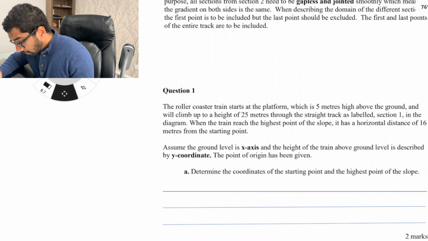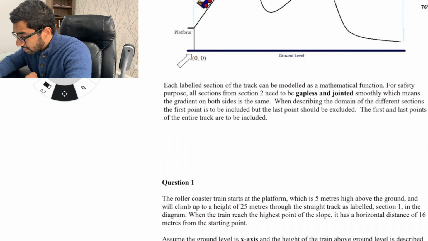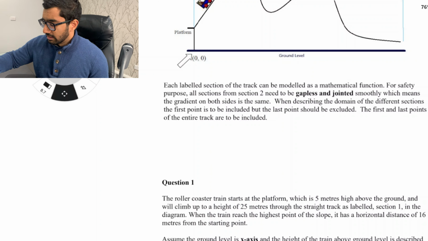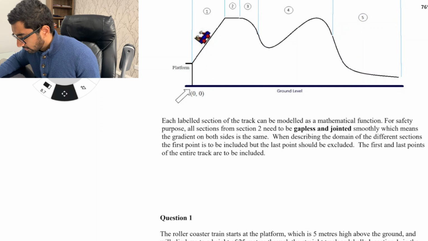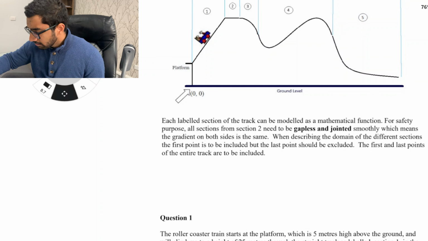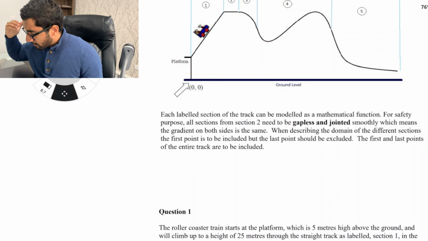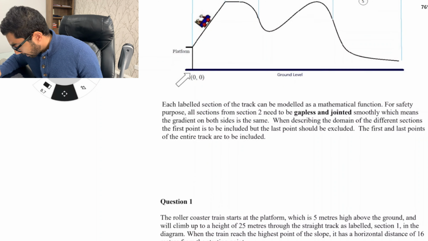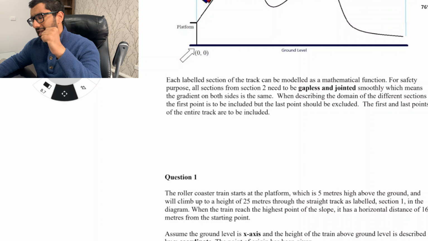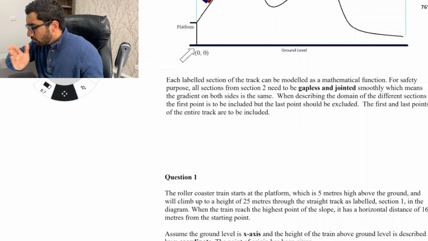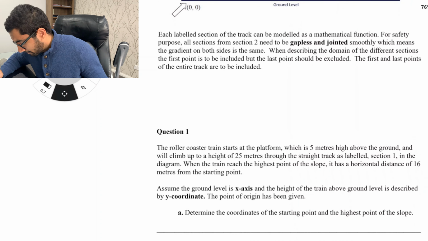Okay? So, question 1. The roller coaster starts at the platform, which is 5 meters above the ground. So that's where we're starting in this case, at the platform. And it will climb up to a height of 25 meters, so the highest point of section 1. I don't want to write on the paper because it's not allowed, but that highest point would have a height of 25 meters. And the horizontal distance would be 16 meters. So automatically, it's saying we start at (0, 5), then we move 16 to the right and 25 up. So you automatically have 2 points there, okay?